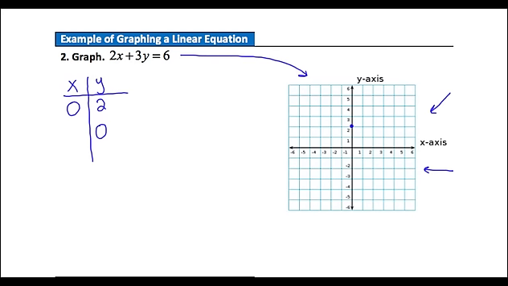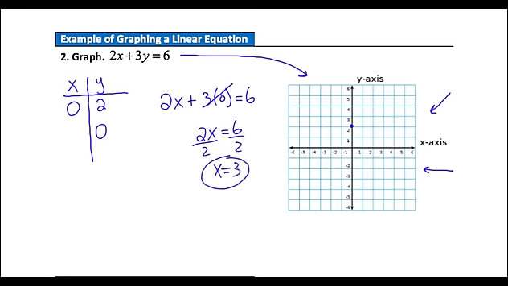So let's take a look at what my equation would read. Then it'd say 2x plus 3 times 0 equals 6. That 3 times 0 is going to drop out, so I'm left with 2x equals 6. Divide by 2. Divide by 2. I find that x is 3. So when y is 0, x needed to be 3. So now let's come over to my graph, and I'll plot that point, over 3, up 0. Here's my point. Now with 2 points, I have identified a line.